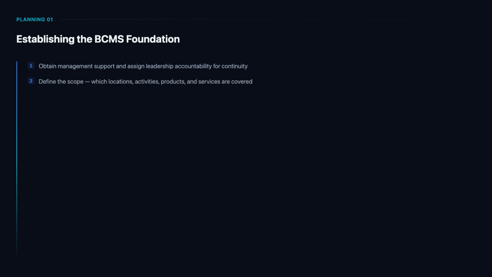Next, define the scope of your BCMS. You need to decide which locations, business activities, products, and services fall within the system. The scope determines what you protect and what you plan for.